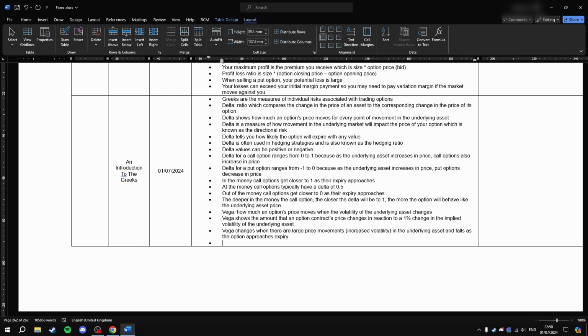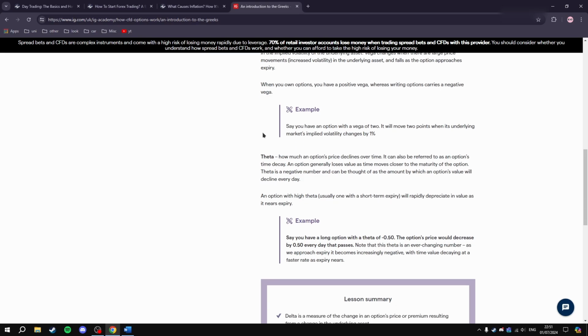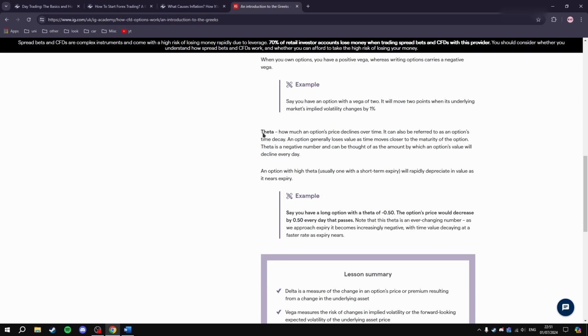So how much the contract price will change when there is a 1% change in the volatility of the underlying assets. Right, okay. Vega changes when there are large price movements, increased volatility in the underlying assets, and falls as the option approaches expiry. When you own options, you have a positive Vega, whereas writing options carries a negative Vega.